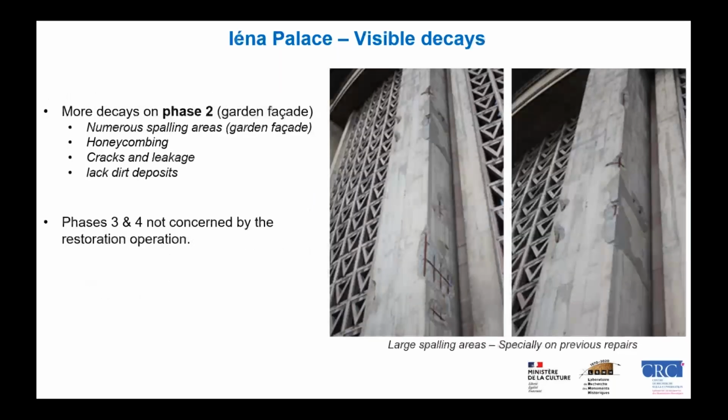In phase 2, we had even more decays on the garden facade. As you can see here, we had numerous areas with spalling, honeycombing, cracks and leakage, and a lot of black dirt deposits. And we could see also that we had large spalling, especially on previously repaired areas.